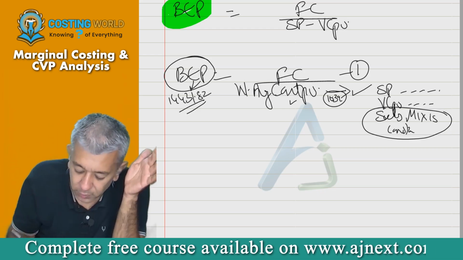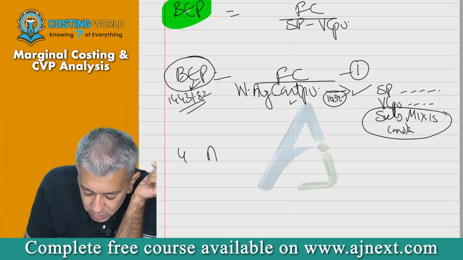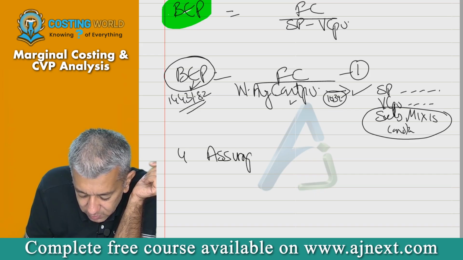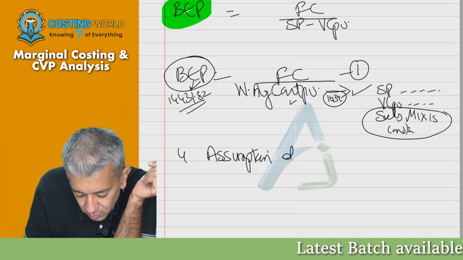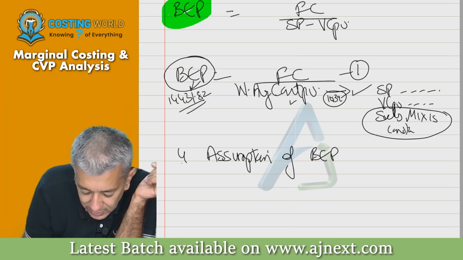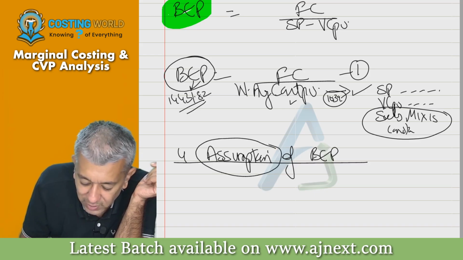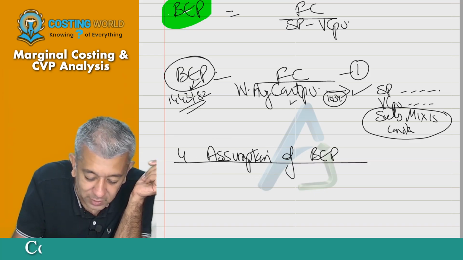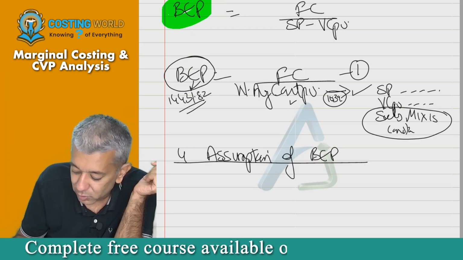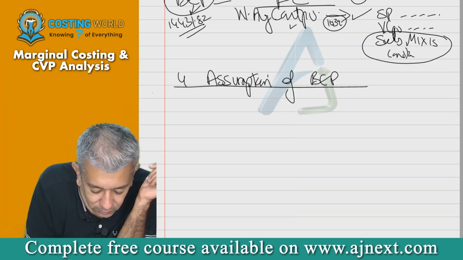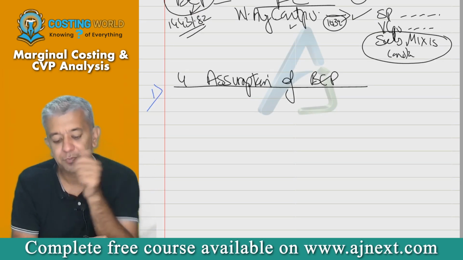Okay. You all write down 4 assumptions. In your notebook, you all write down 4 assumptions of break-even point. And never write down short form for assumptions. It becomes too pathetic. They will tear off your bloody paper only. So write down the complete word. No matter how lazy you are. Write down. First.